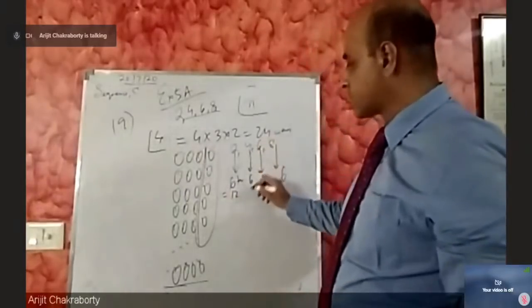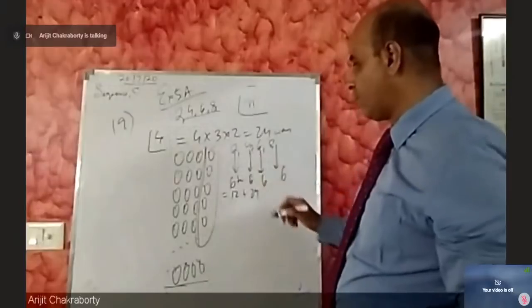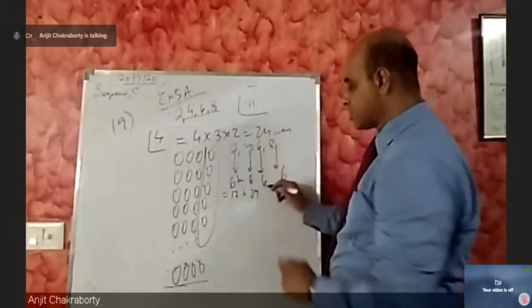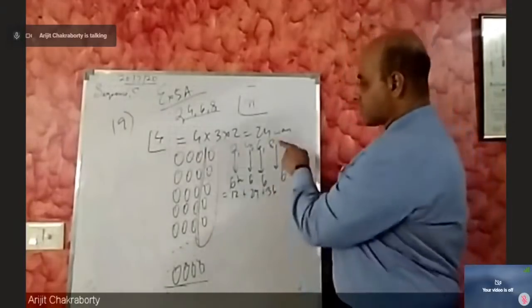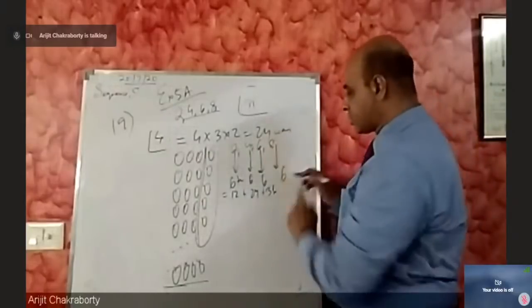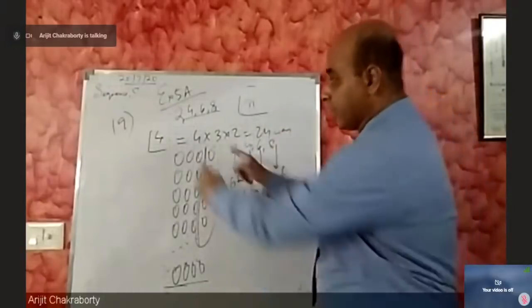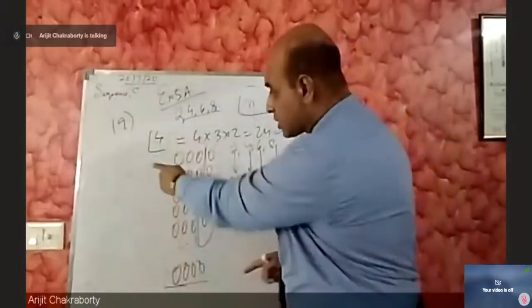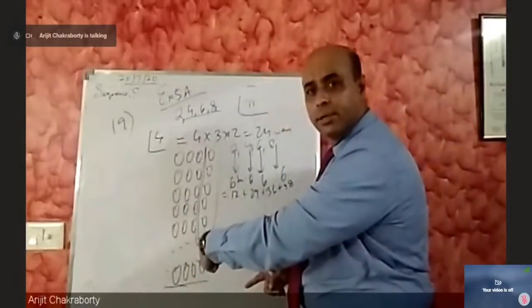If 4 comes 6 times, you get 4 sixes are 24. If 6 comes 6 times, you get 36. Plus 8 coming 6 times, 8 into 6 is 48. So when you are adding these numbers, the question is, what is the sum of all these numbers?